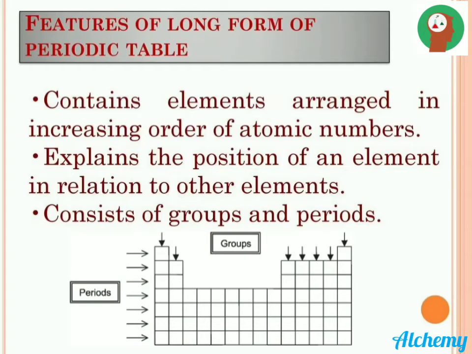The modern periodic table is also called the long form of the periodic table. According to the modern periodic table, the elements are arranged in the increasing order of their atomic numbers. It explains the position of elements in relation to the other elements. It consists of groups and periods. The vertical columns are called groups and horizontal rows are called periods. There are 18 groups and 7 periods, and the elements belonging to the same group will have similar properties.